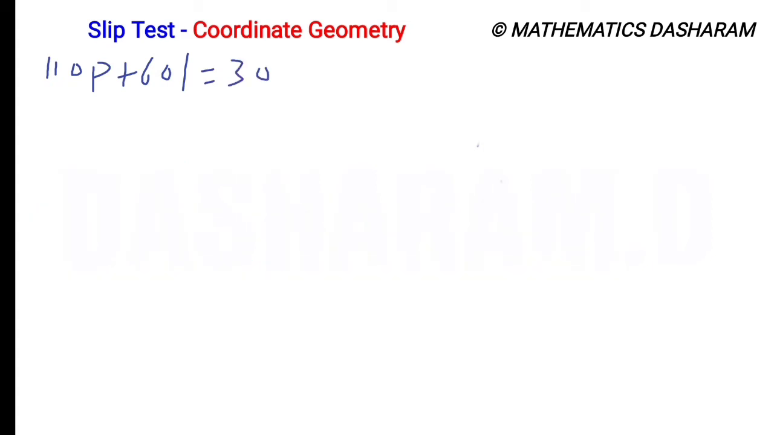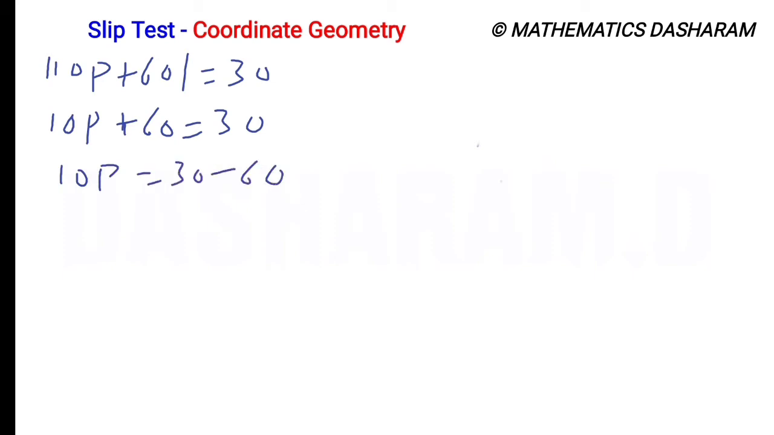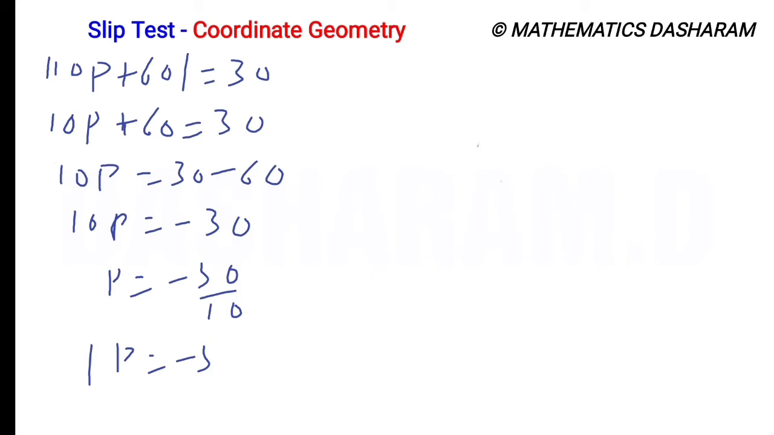Now remove the mod symbol. Then 10p plus 60 equals 30. 10p equals 30 minus 60. 10p equals minus 30. p equals minus 30 by 10. p equals minus 3.